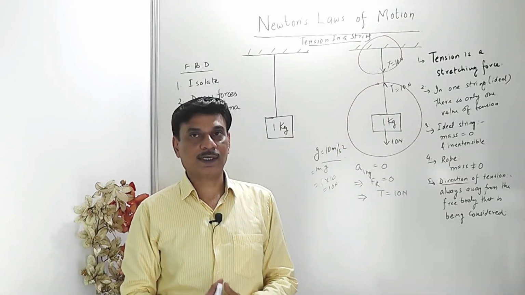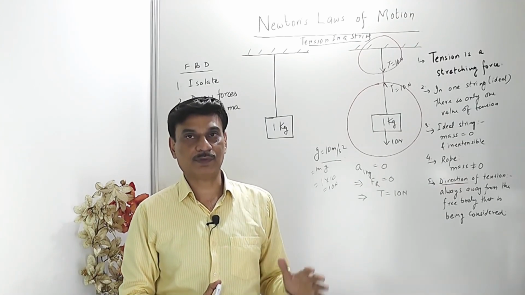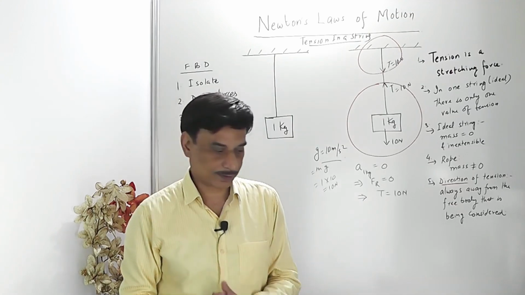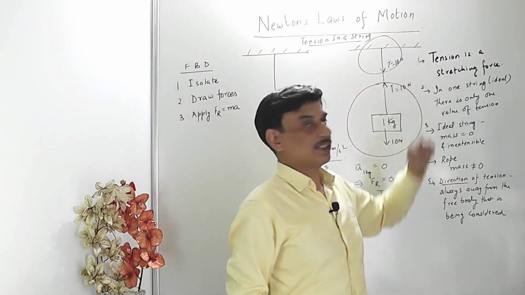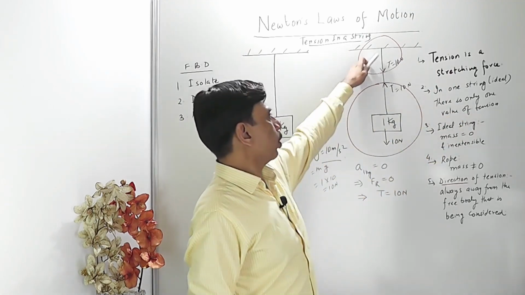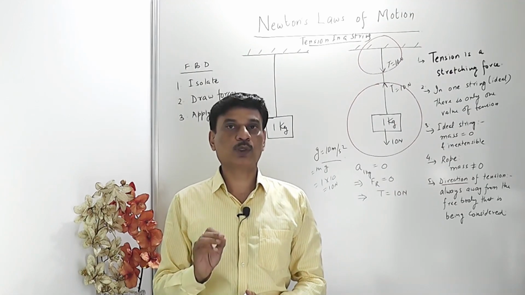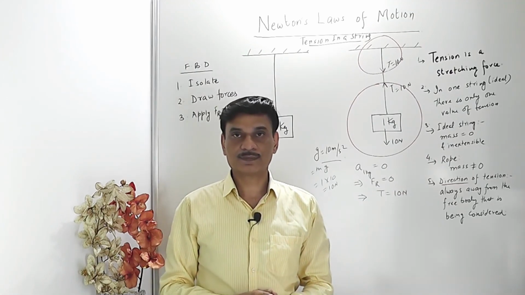Now let's understand some very, very basic points about this tension or stretching force, or about the string. Tension is a stretching force. In one string, there is only one value of tension throughout the string. That is, we are taking it as an ideal string. In one string, there is always going to be only one value of tension.